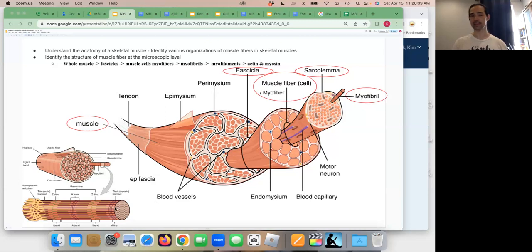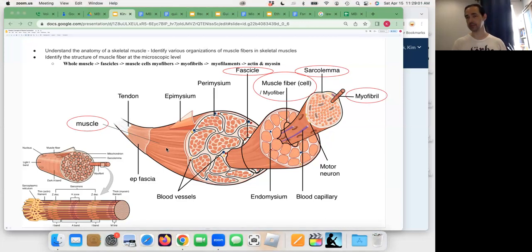And let's go the other way. Actin and myosin make up myofilaments. Myofilaments make up myofibrils. Myofibrils make up myofibers or muscle fibers. Muscle fibers make up fascicles. Fascicles make up a muscle belly or a muscle.